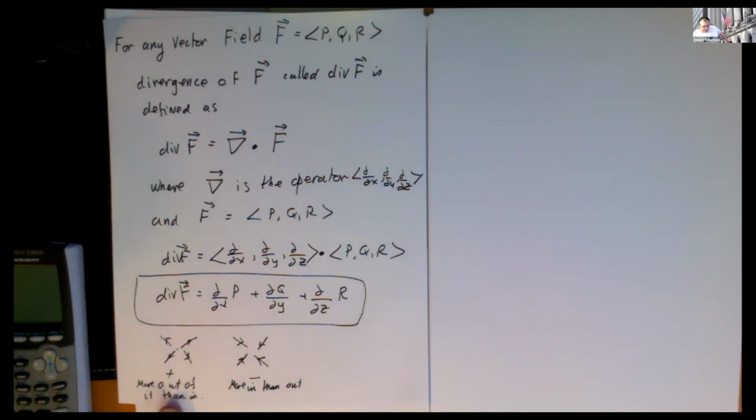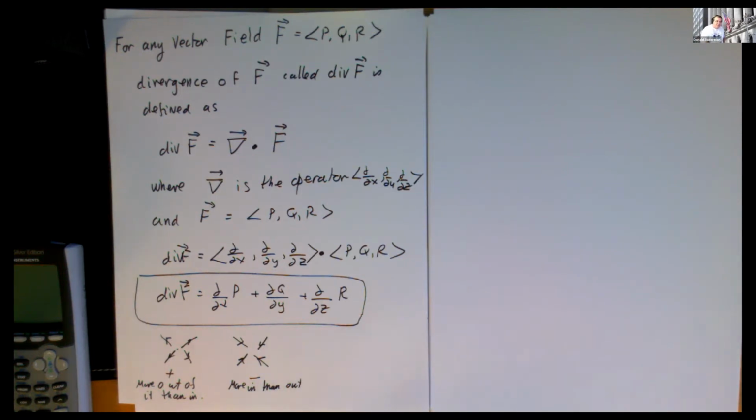If you choose a point at random, and the div at that point is positive, it means at that point in space, more stuff is leaving than is coming in, right? If it is negative, more stuff is coming in than is going out. Right?